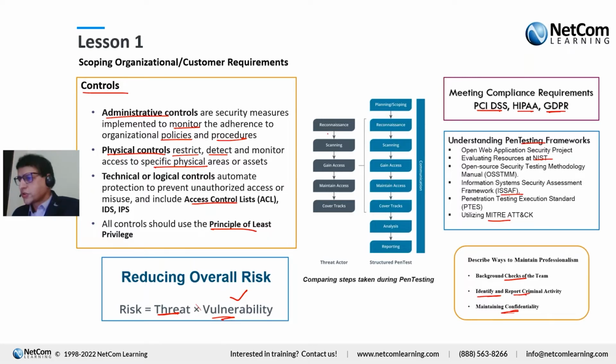CIA triad, right? So these are the steps we have when it comes to hacking: reconnaissance, scanning, gaining access, maintaining access, covering tracks. So these are the 5 phases of hacking. If we compare that with a pen test, here also we are doing planning, scoping, reconnaissance, information gathering. We scan networks using Nmap, we scan for IP addresses, port numbers, we try to gain access using Metasploit, we try to maintain access using backdoors, viruses and worms.